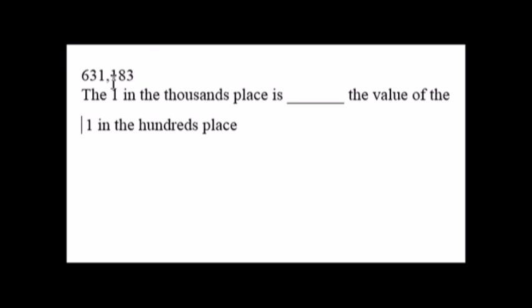631,183. The one in the thousands place, that's this guy right here, is blank the value of the one in the hundreds place. That's this guy right here. So again, what I'm asking myself is how many steps did it take to get from one of those places to the next? How many place values did I move? Well, just one. I just moved one place.